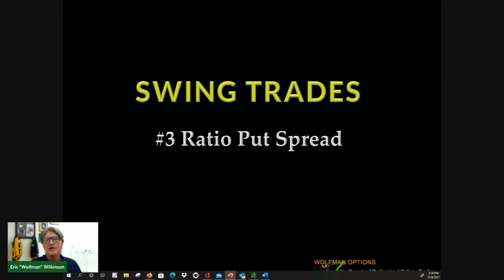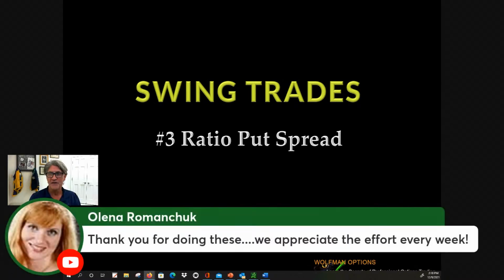Last week we did the ratio call spread. Now we're going to be doing the ratio put spread. It could be set up great for this type of scenario that we're looking at.